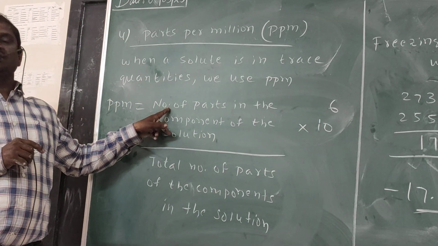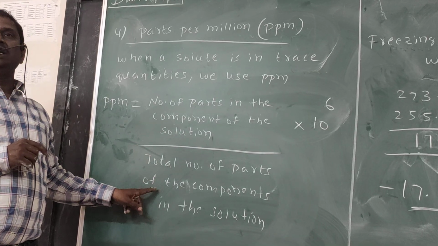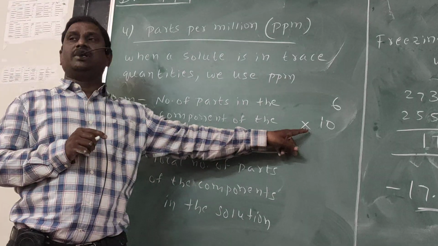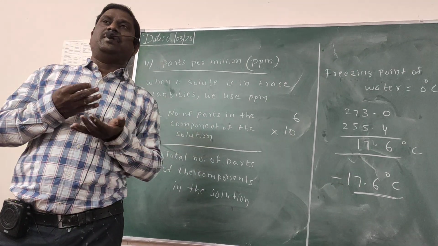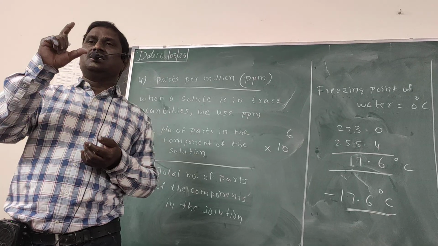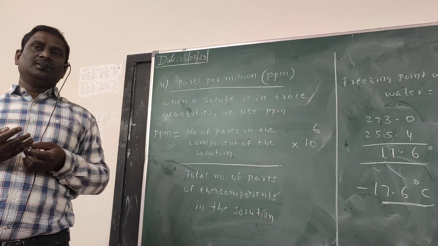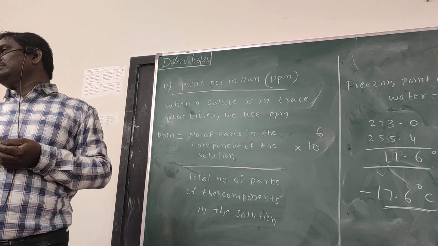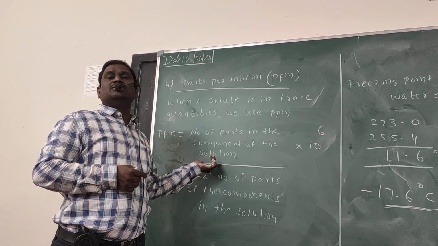Number of parts in the component of the solution divided by total number of parts of the components in the solution, into 10 to the power of 6. Number of parts means what here? What is dissolving in that? Now water is there. In water, oxygen gas is dissolved. Correct or not? How much oxygen gas is dissolved in that water? By using this ppm technique we can measure. So that is the use of ppm.